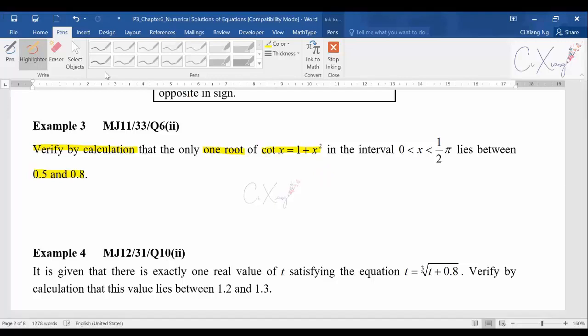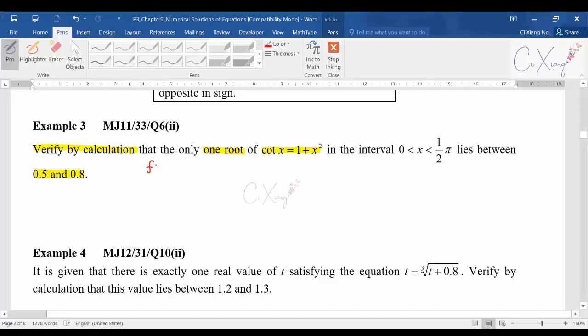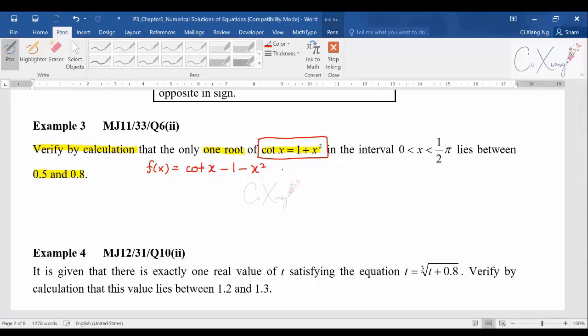So how can we apply the sign change method? First of all, you have to make sure that you move everything in the equation to one side. Either all to the left hand side or all to the right hand side, it doesn't matter, as long as all the expressions are on one side. For example, you can write f(x) equals cot x minus 1 minus x squared. This is the first step. You must have the equation in terms of a function, by moving everything to one side.